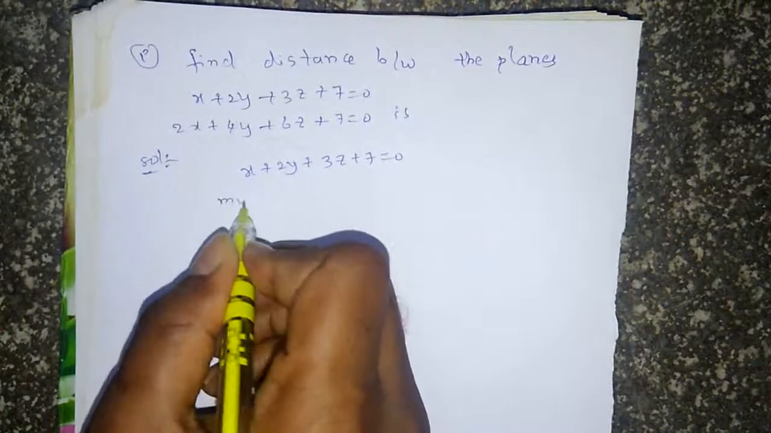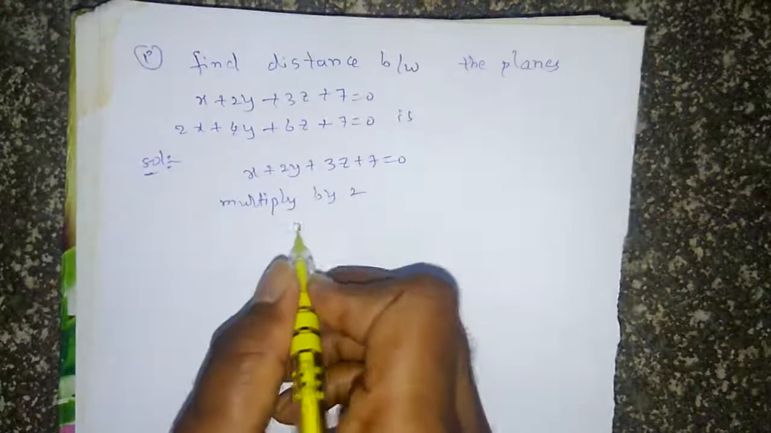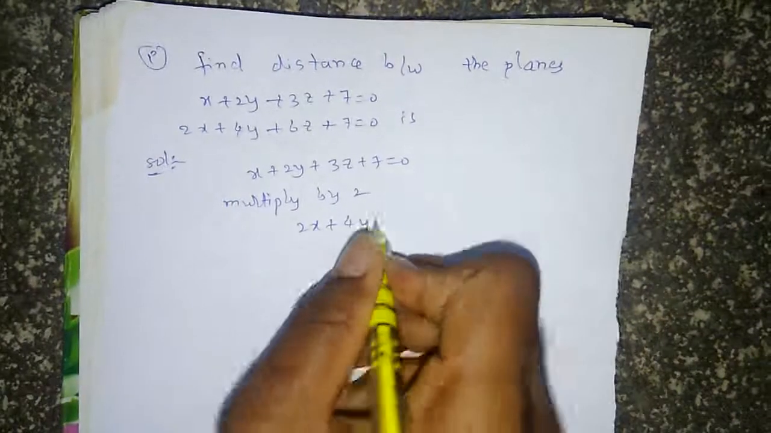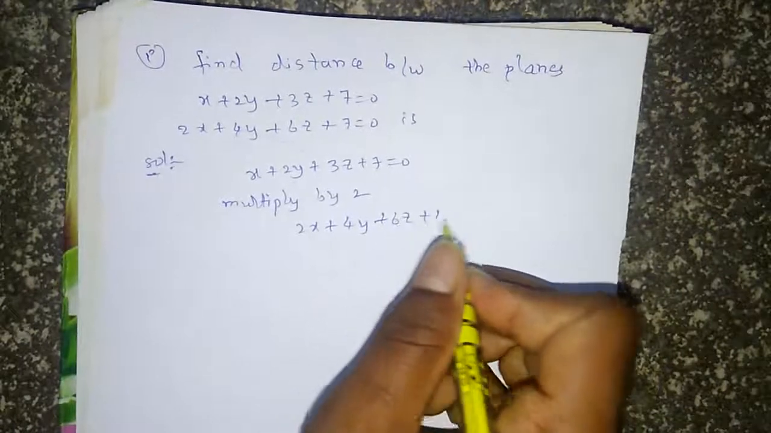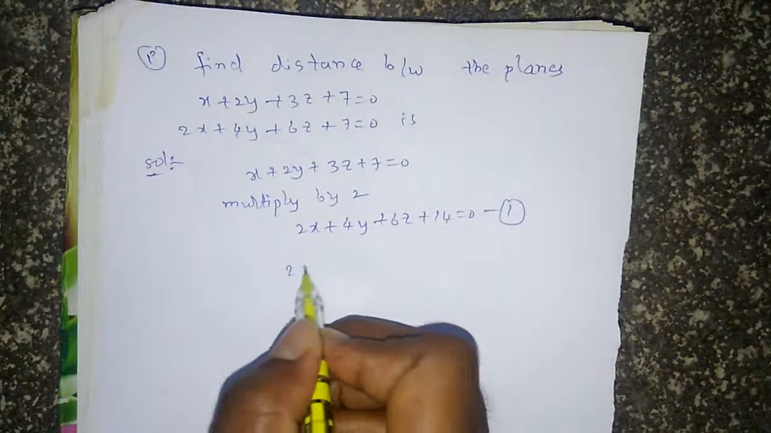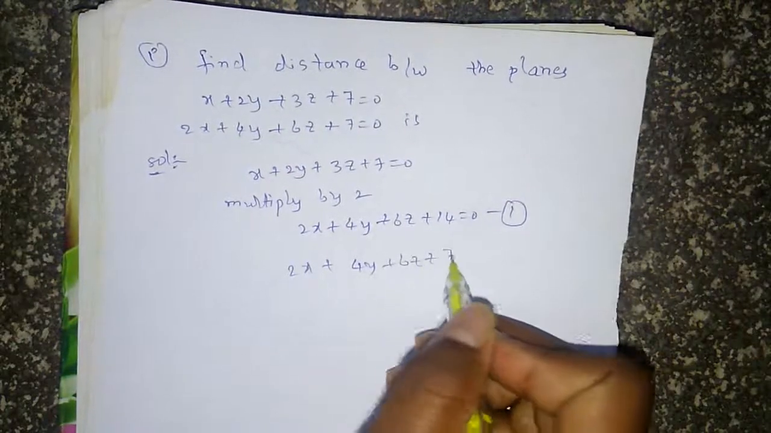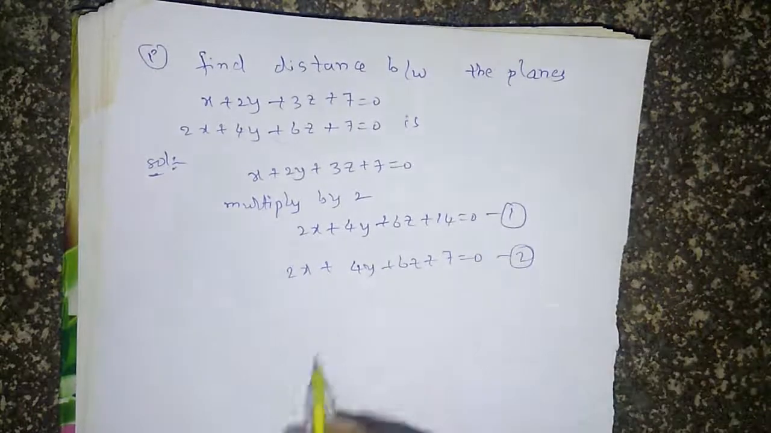So multiply by 2, that is 2x plus 4y plus 6z plus 14 is equal to 0. This is the first plane, and the second plane is 2x plus 4y plus 6z plus 7 is equal to 0. This is the second plane.